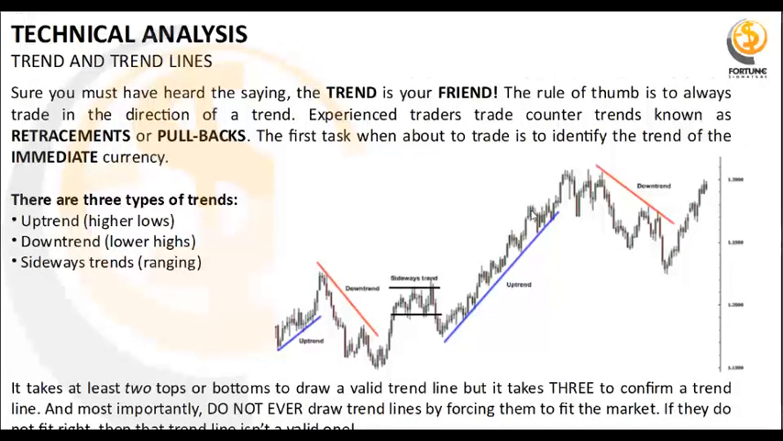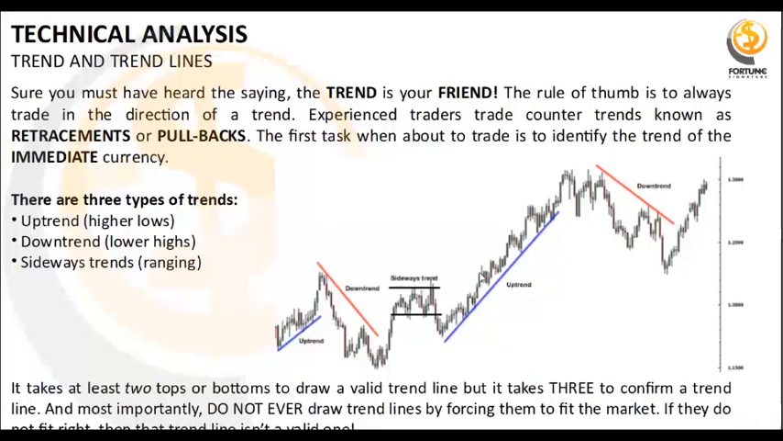There are three types of trends. We have the uptrend, with higher lows. What do we mean by higher lows? For example, at this point, this is a low. Market moved all the way up here and created a higher high, and then came back down. But the low here is higher than the low here. Do we get it? So that's why we say higher lows.